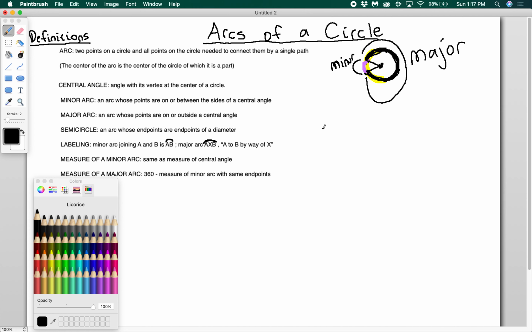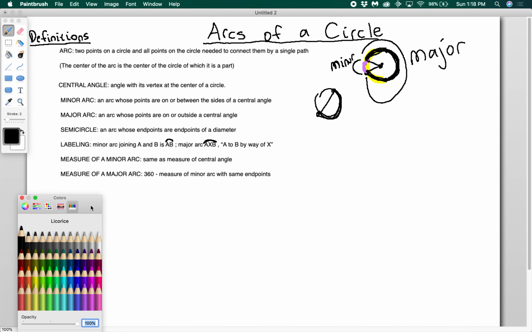Okay. A semicircle is an arc whose endpoints are the endpoints of a diameter. So if I took a circle, right, and this is my diameter, it passes through the very center of the circle, and I drew this arc, it is a semicircle. It's a fancy way of saying it's half a circle.